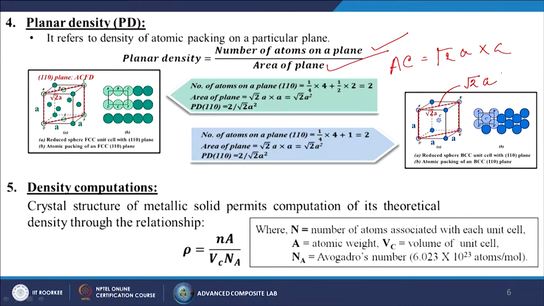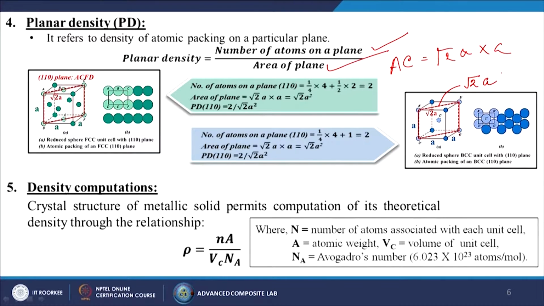Now, we are going to discuss the density computations. The crystal structure of a metallic solid permits the computation of its theoretical density through this relationship: rho is equal to N A by Vc Na. What is capital N over here? N is the number of atoms associated with each unit cell. A is the atomic weight. Vc is the volume of the unit cell. Na is the Avogadro's number, that is 6.023 into 10 to the power 23 atoms per mole.